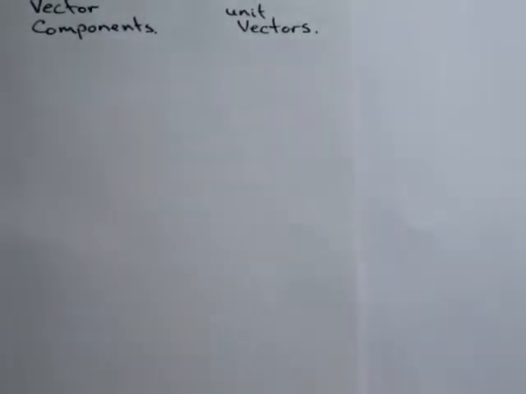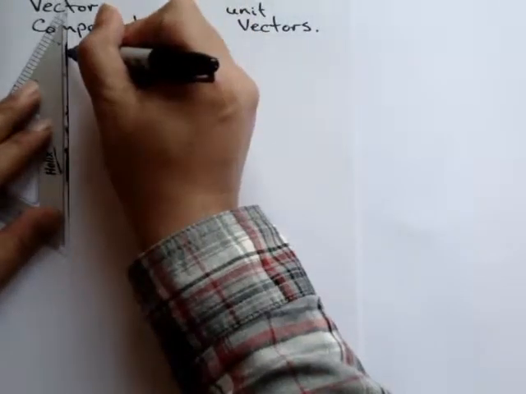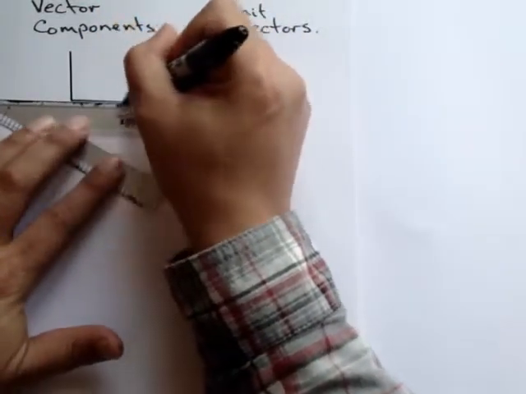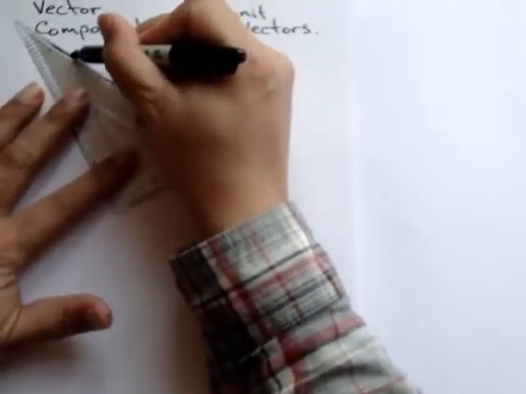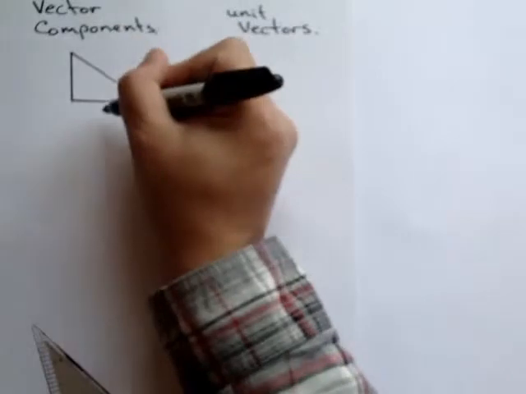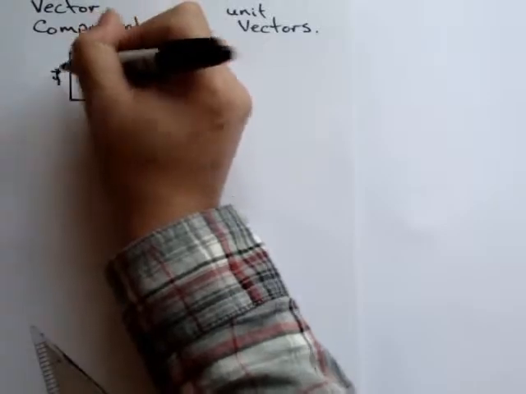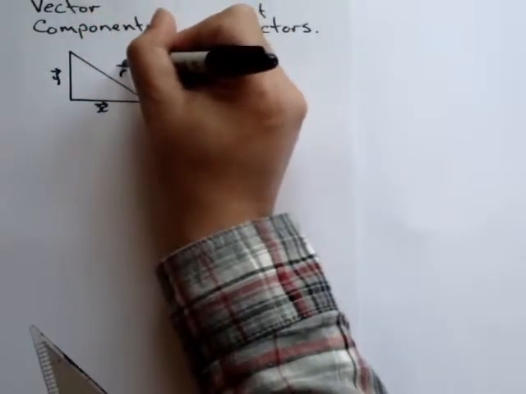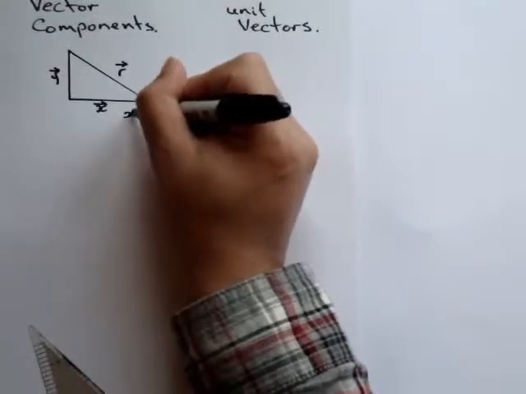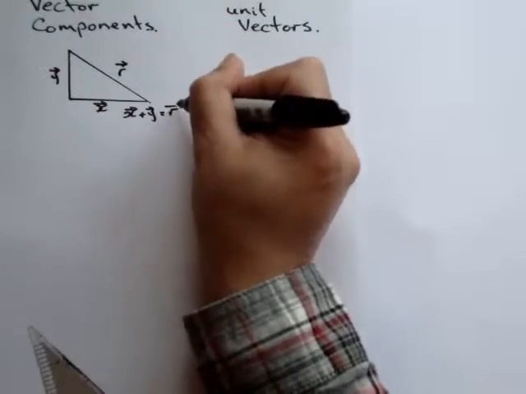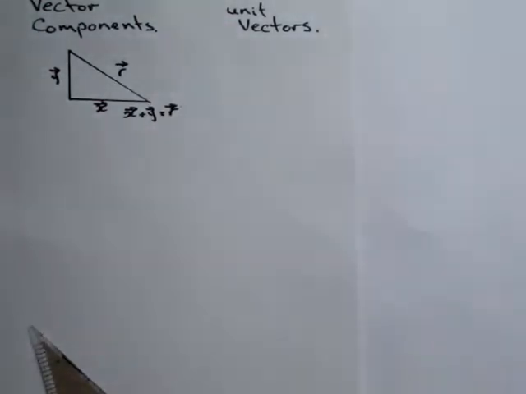Here we're going to have a look at vector components and vector units. So if we have x and y as the rectangular components, and we draw our triangle, we get that this is x and this is the y vector, and this would be our resultant vector. So we get x plus y equals r, vector r, which is the resultant vector.